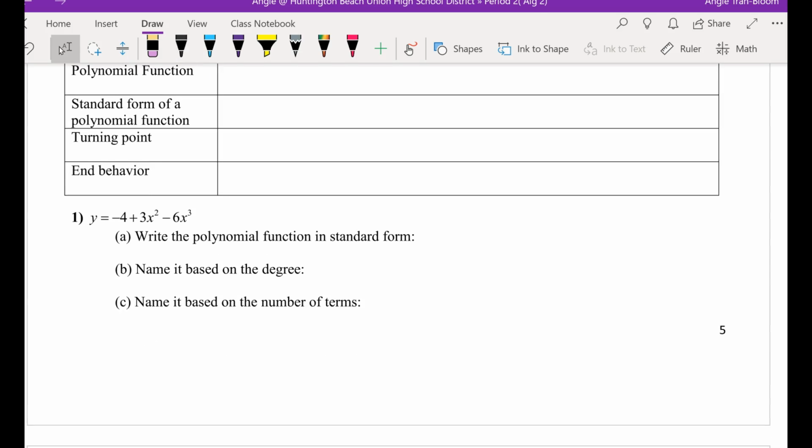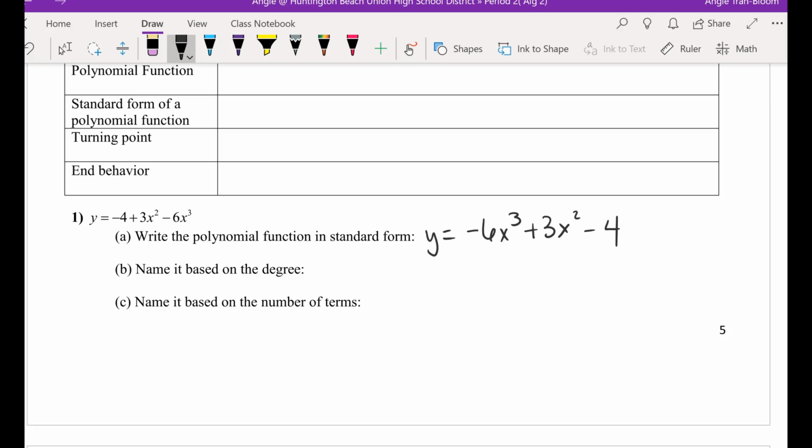Number one, y equals negative 4 plus 3x squared minus 6x to the third. Part A: write the polynomial function in standard form. What that means is it wants you to put it in order from highest power to lowest. All right. Which term has highest power? Negative 6x to the third. Next. What's the next one? So positive 3x squared. Next. That's right. Okay, so now it's in order.